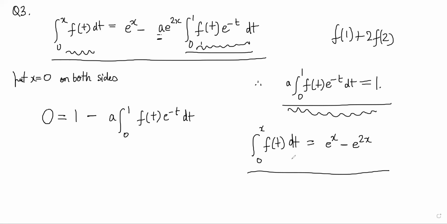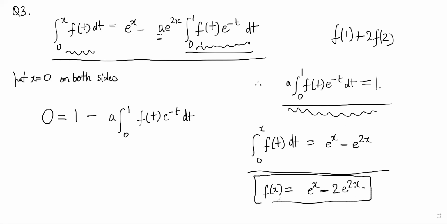It is 1. So now if you differentiate this, you'll get f of x is equal to e power x minus 2 e power 2x. Are you understanding what is happening? By putting x is equal to 0, you just get the value of this part. You don't need to do anything, and then put that value back in the original relation. So now you get f of x, and now you can find f of 1 plus 2 f of 2. So that is how you do this one.